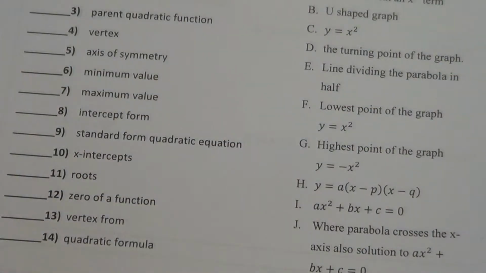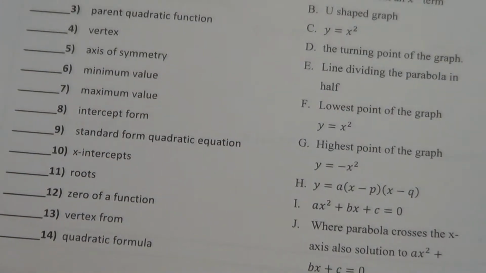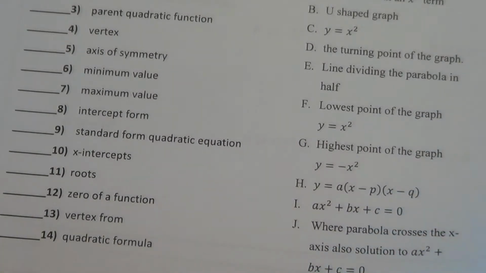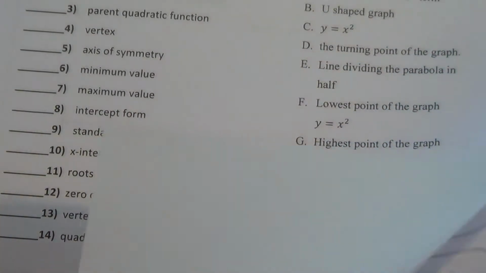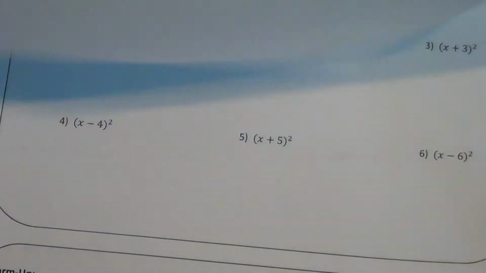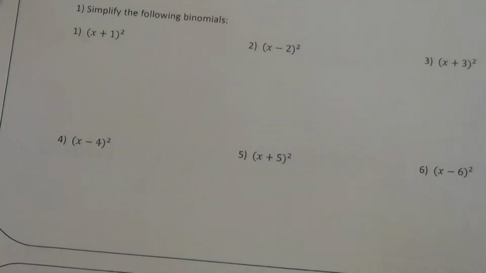Okay. Page 2 is vocab. It is in order, so if you want to just list in the blanks A through M, straight down the column, then you'll be able to study those and hopefully do well on that test.